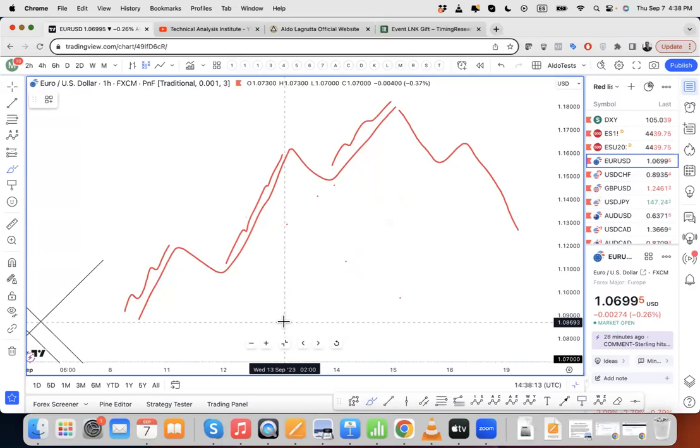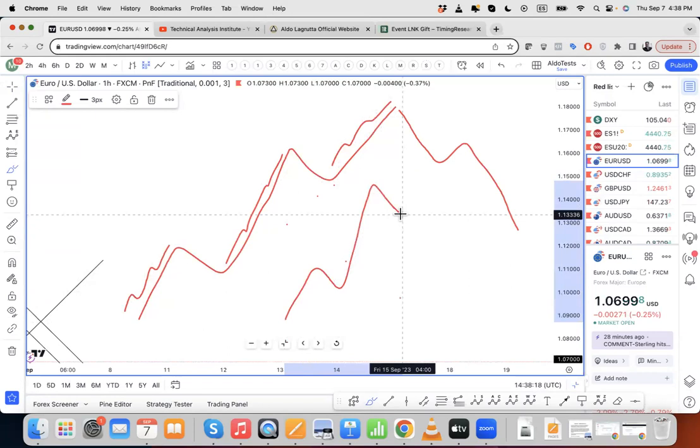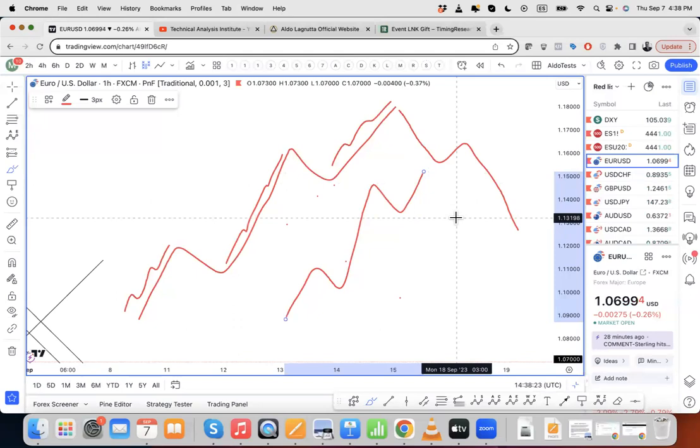Let's look at this example. 1, 2, 3, 4, 5. Would that qualify as an impulse? Remember, check them against the three rules. Go one by one. Yes, very good. Now tell me why.